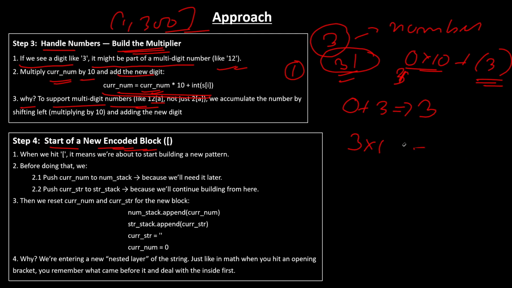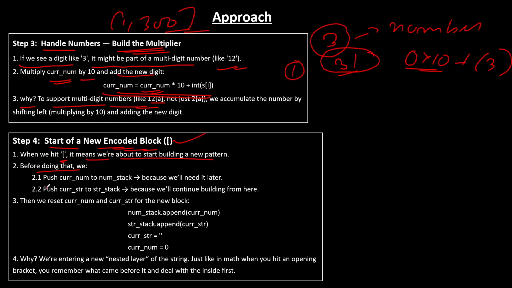Now we have the data structures to store the values and the strings. We have the numbers, to check for the values, how many times you have to repeat it. Okay. Now comes the real task, the encoded block. Whenever we hit an opening bracket, it means we are about to start building a new pattern, correct?